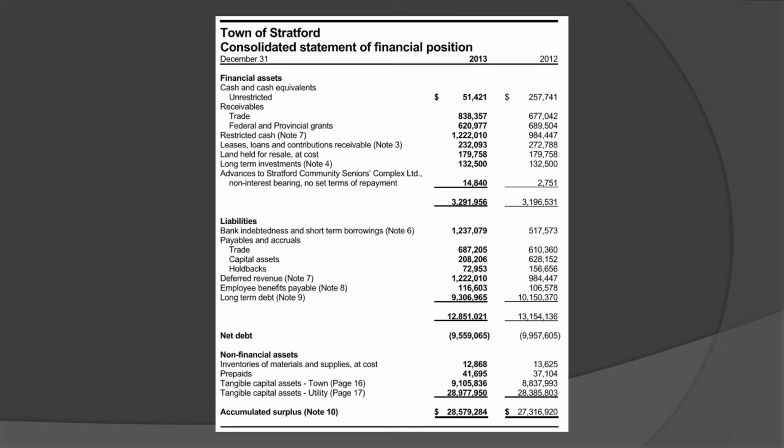Here's the town of Stratford. That's a small town, I guess, in Ontario. And in this case, you can also see the same type of information. They have their assets and liabilities. Now they're calling it surplus here rather than equity, because they've made a profit, I guess you would say. And here they're showing multiple years as well.